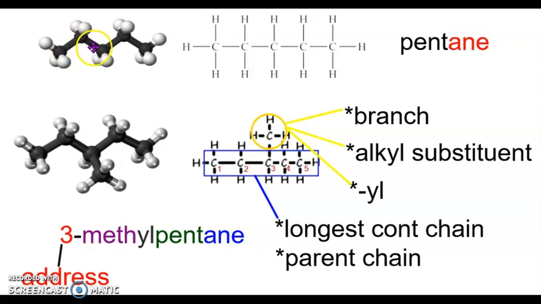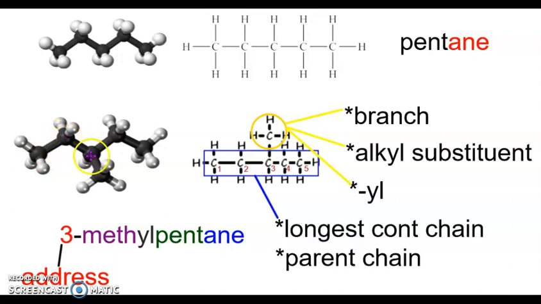So if we look at this pentane, this is the ball and stick model. It's a more three-dimensional version. If we were to draw it out in the structural formula, remember that shows all the bonds. This is the main continuous chain. There isn't any hydrogen that's been replaced with anything else. So there are 5 carbons, that's represented by the pent, and the ane represents that it's an alkane and it has carbon-to-carbon single bonds.